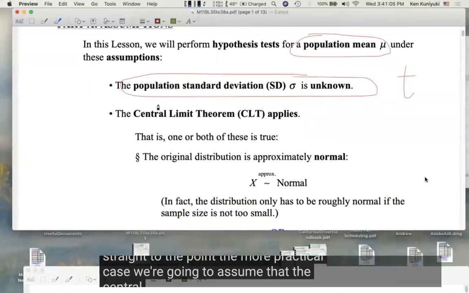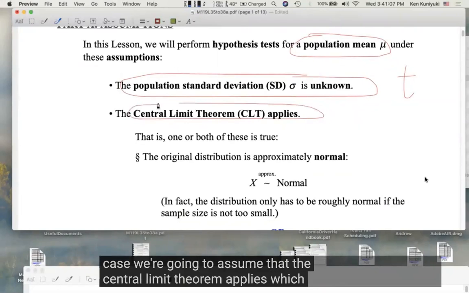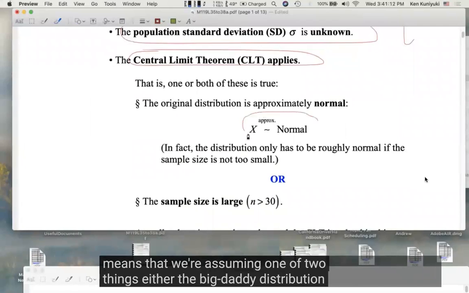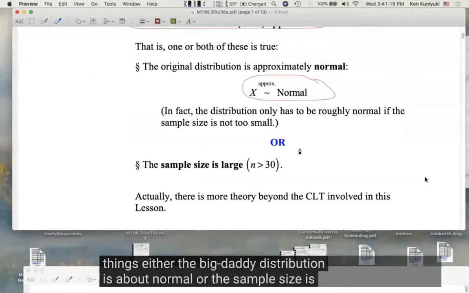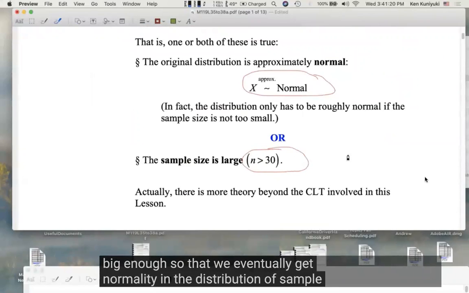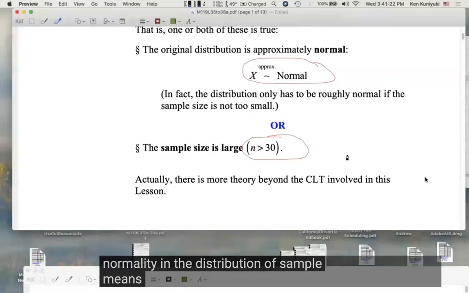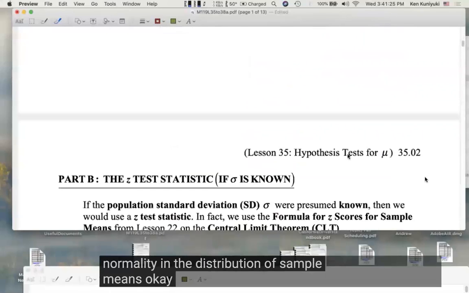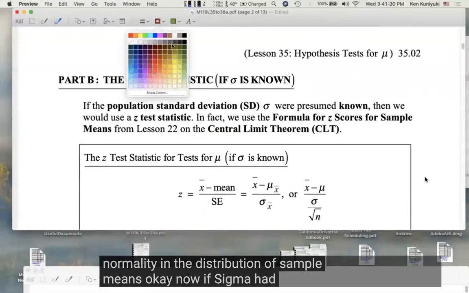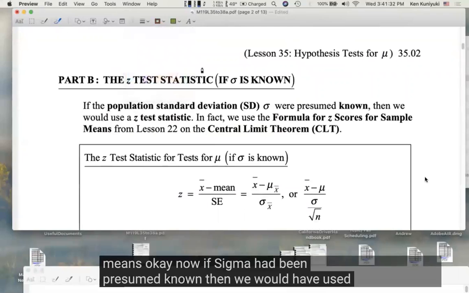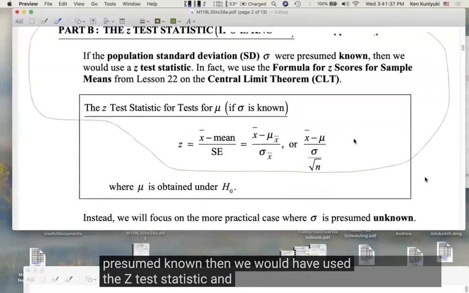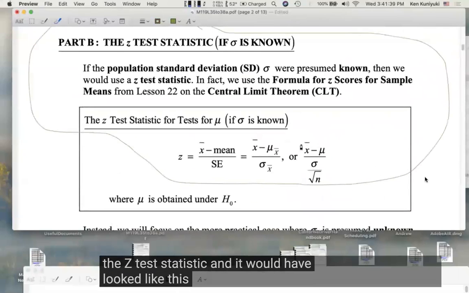We're going to assume that the central limit theorem applies, which means that we're assuming one of two things. Either the Big Daddy distribution is about normal, or the sample size is big enough so that we eventually get normality in the distribution of sample means. Now, if sigma had been presumed known, then we would have used a z-test statistic. And it would have looked like this.